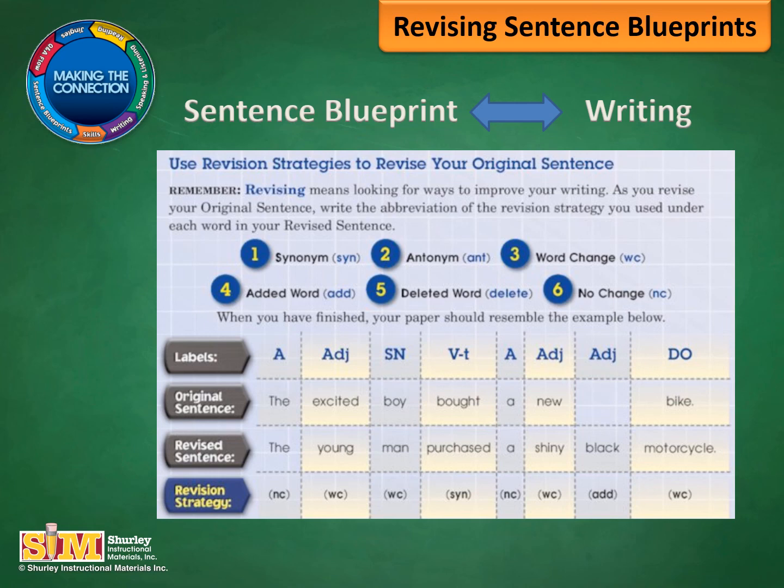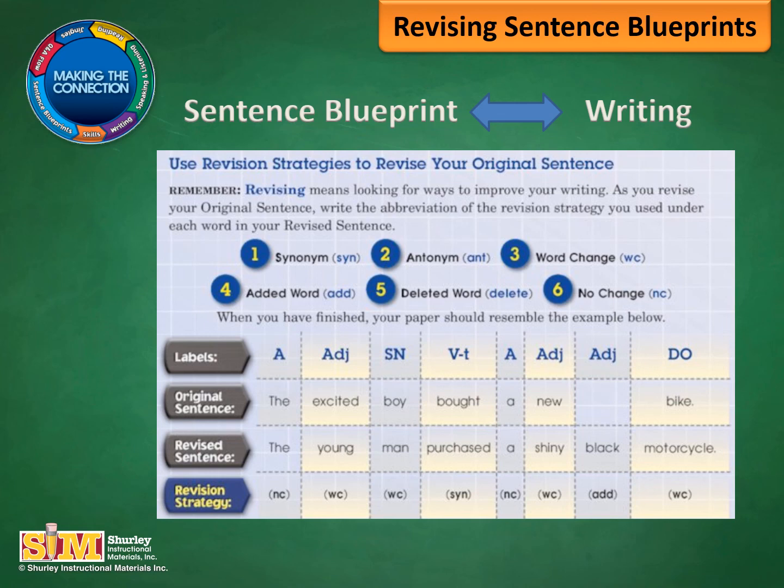The curriculum teaches 6 word choice strategies, and students learn to apply them as they write a revised sentence. These 6 strategies include synonym changes, antonym changes, word changes, added words, deleted words, and sometimes no change at all to certain words. Students will learn to apply these word choice strategies and abbreviate the strategy used under each word in the revised sentence. Building and revising sentences help students develop the revision skills and sentence sense they need to write good paragraphs and essays.